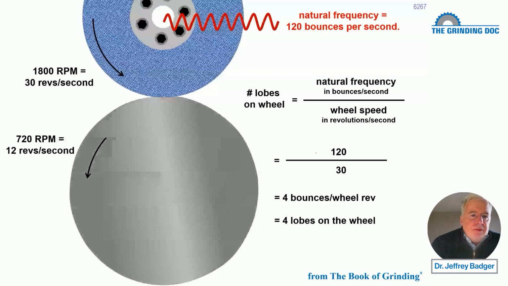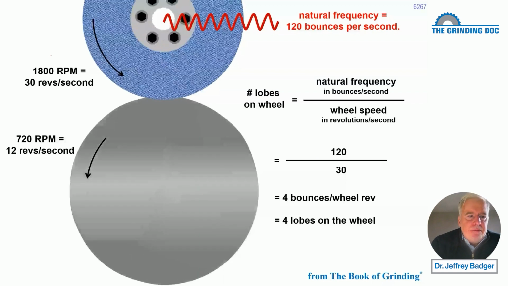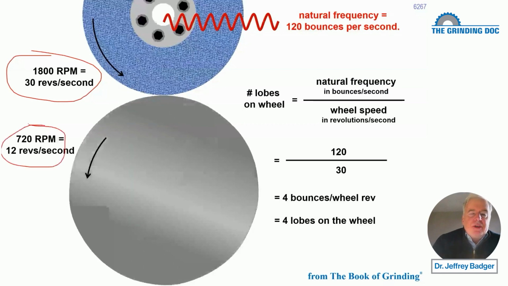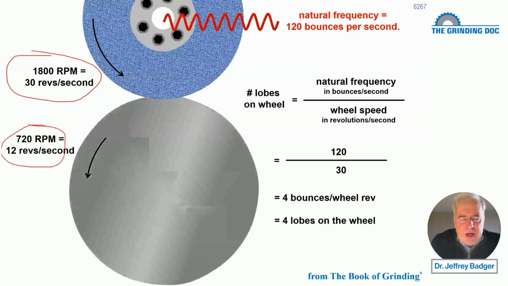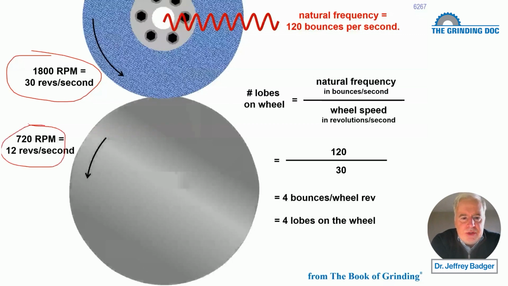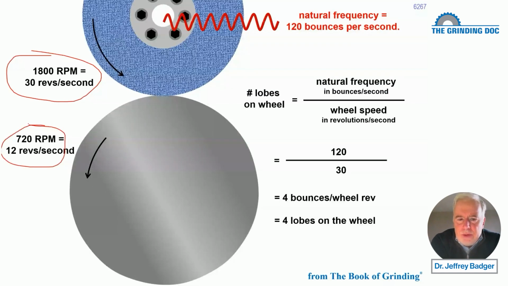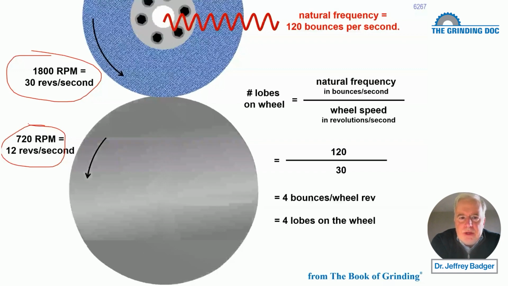And so we've got the wheel going at 1800 RPM, 30 revs a second, and we have the workpiece going at 720 RPM. A little bit fast, I realize, but we're doing this just to make it easier to visualize. Typical workpiece RPMs would be smaller than that. Not always, sometimes they'll get up that high, but typically they'll be lower.